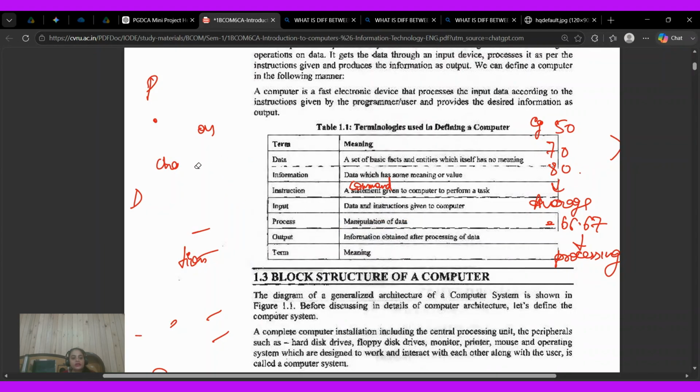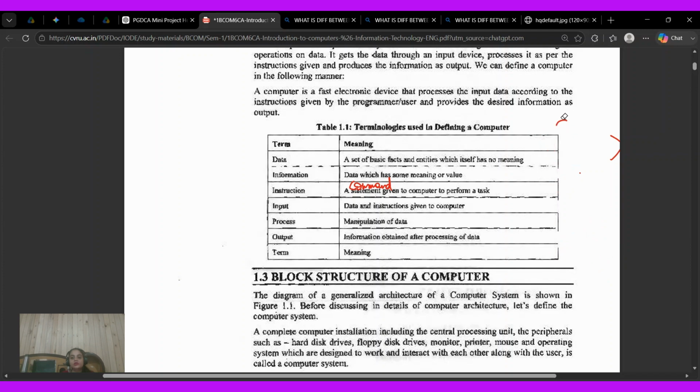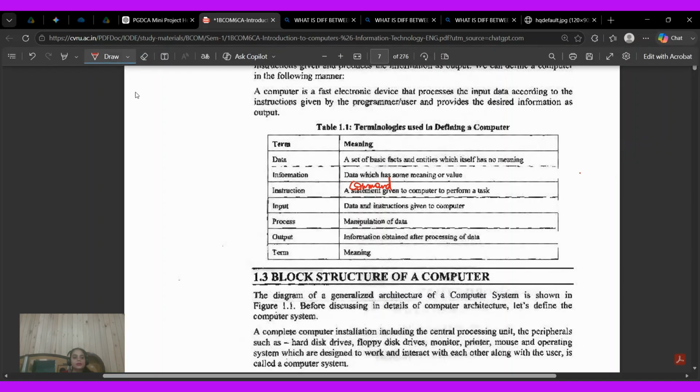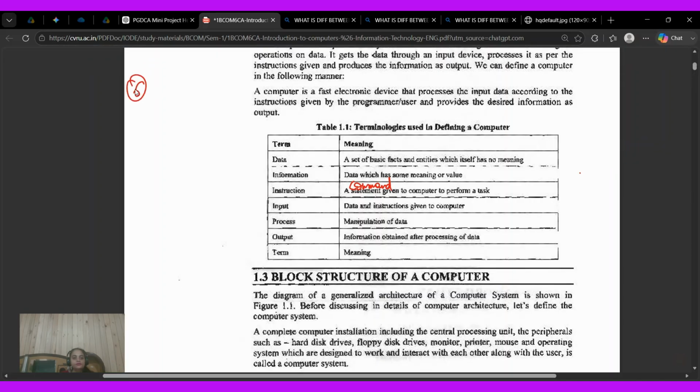And now output, a very important thing. Output basically means the information which is obtained after processing. What is the meaning of output? Information obtained after processing. Now you're all aware of the meaning of processing also. I told you in detail and gave you an example. So output would be information obtained after processing.